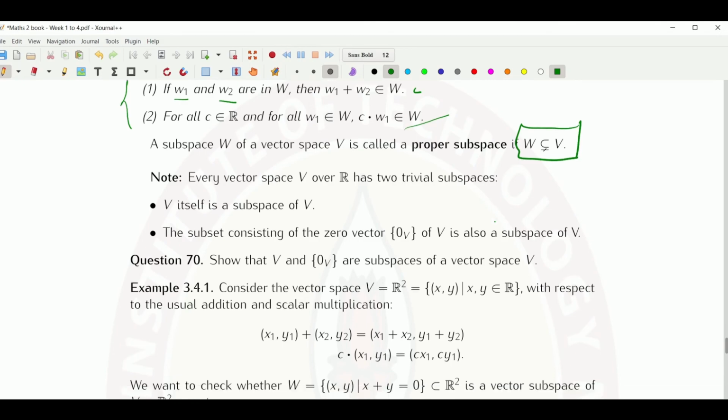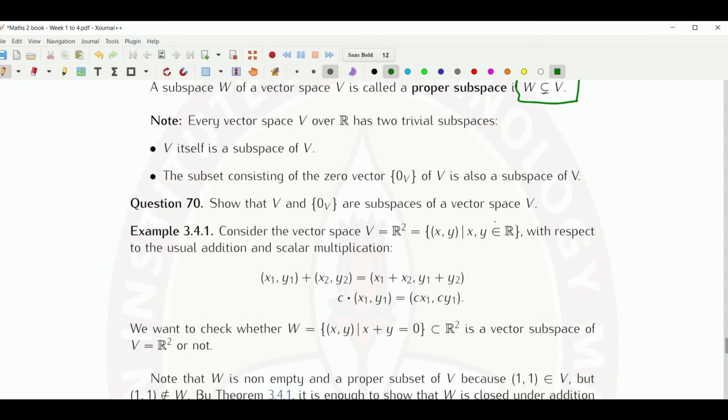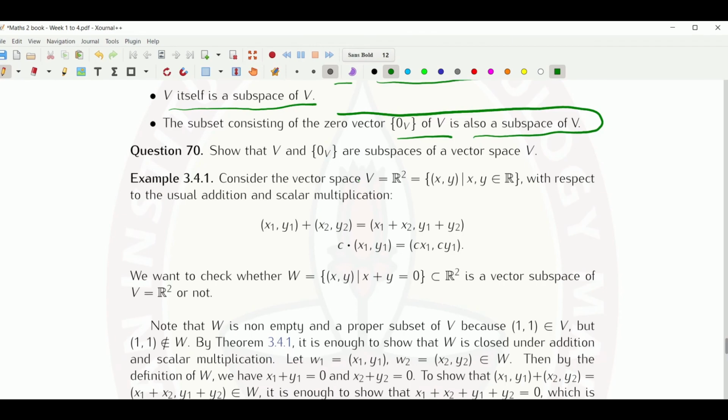Every vector space V over R has two trivial subspaces. V itself is a subspace of V, and the subset consisting of the zero vector of V is also a subspace of V. So V and the zero vector are subspaces of vector space V.